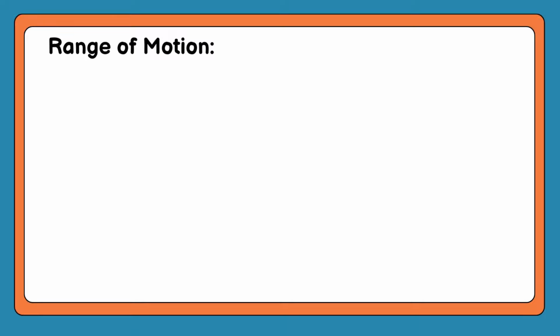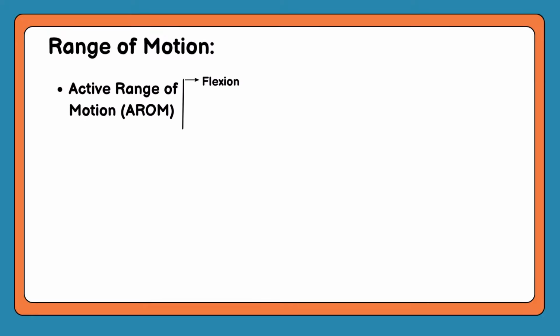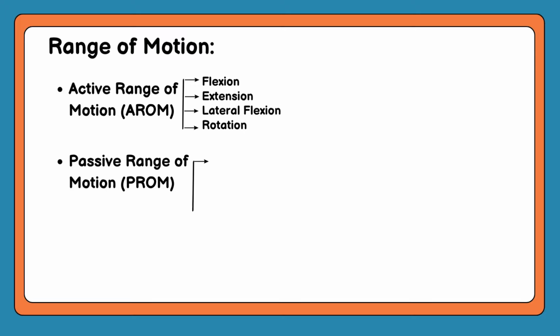Assessing range of motion in cervicalgia patients is an essential component of the clinical examination to evaluate the extent of neck mobility and identify any restrictions or abnormalities. The key movements to assess during active range of motion include flexion, extension, lateral flexion, and rotation. Passive range of motion helps in the assessment of pain, resistance, muscle guarding, or difference between active and passive movements.